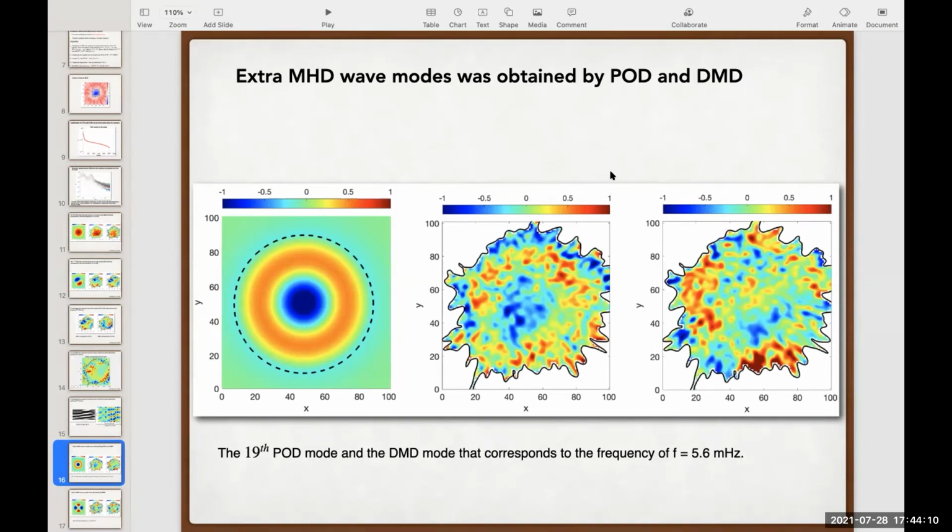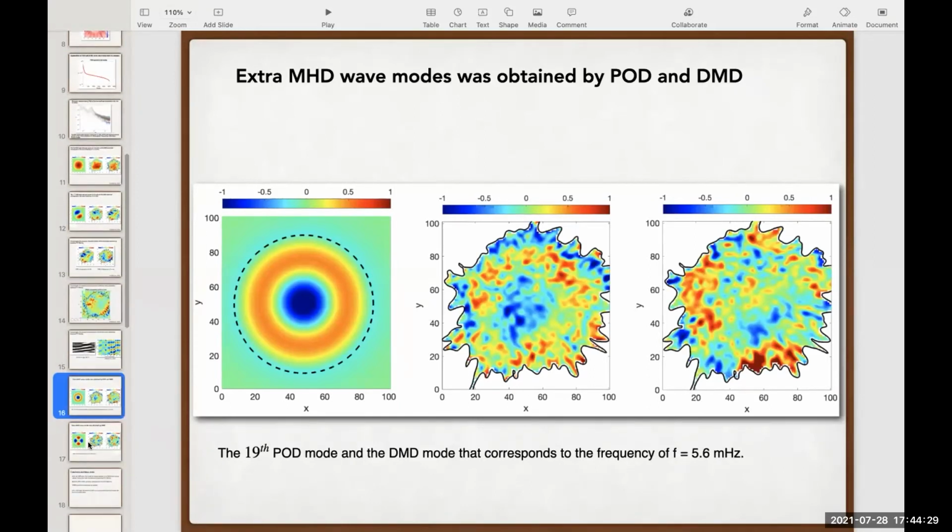On the left is the sausage overtone model, in the middle is the POD, and on the right is the DMD that is close to the peak of the power spectrum density of the time evolution of this POD mode.